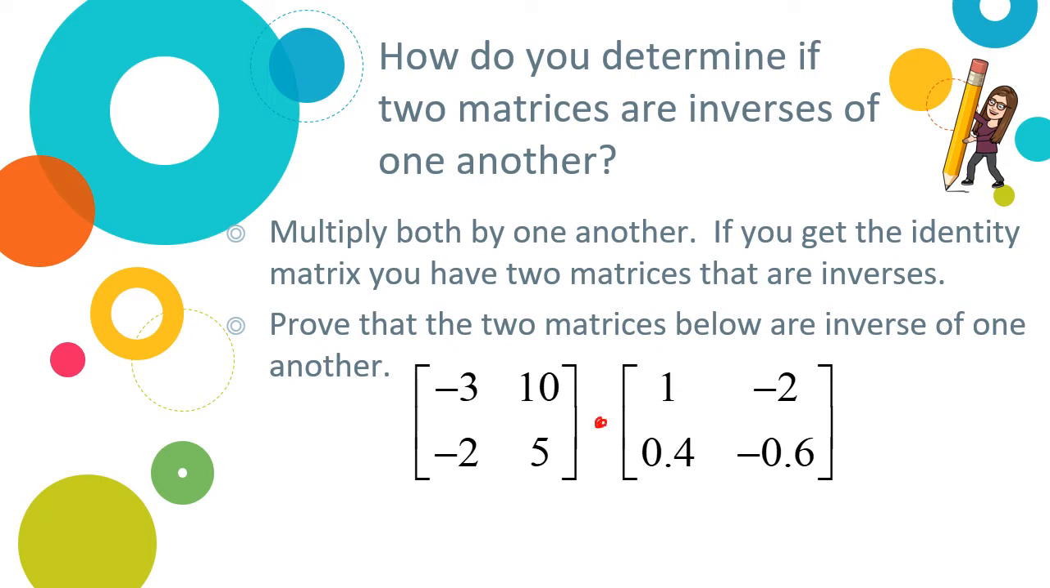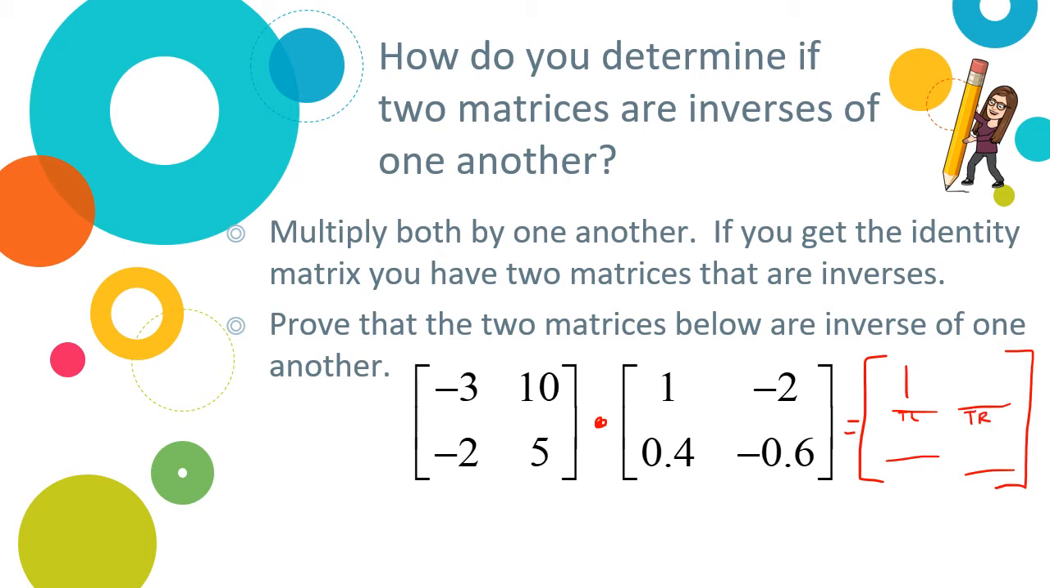If I'm going to multiply these two matrices, I'm going to have a 2 by 2 matrix. I like to set it up first, so let's say I'm looking at top left. I'm going to have negative 3 times 1 plus 10 times 0.4. We're going to add those two values together and we arrive at 1. Perfect, we're on the right track.